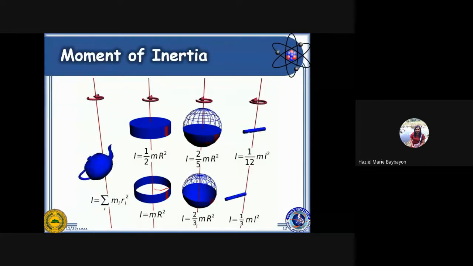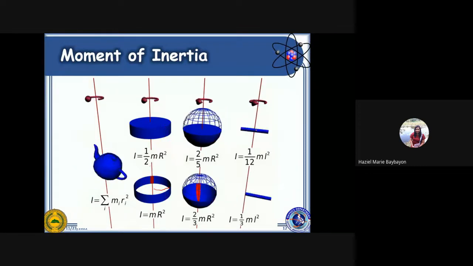And then this one, they are the same, rod. Okay, they have the same length, L. But they differ in their axis of rotation, they rotate differently. This one is rotating about its center. So its moment of inertia is 1/12 ml squared. L here is the length of the rod.